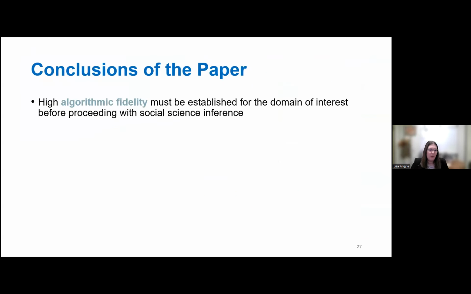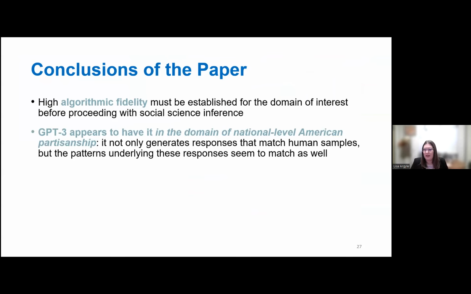So some of our big conclusions from this paper. The first one is that we say that high algorithmic fidelity has to be established in whatever domain you're interested in before proceeding with social science inference. So basically all we do in this paper is establish algorithmic fidelity for one particular kind of area. So for the GPT-3 model we're using, in the domain of national level American partisanship and politics, it seems to be generating responses that are matching human samples pretty well. The patterns underneath this match pretty well. Most of that's in study 3, which I didn't show you, but they're beyond the surface level. There are some associations on things that aren't political that it's picking up on as well.